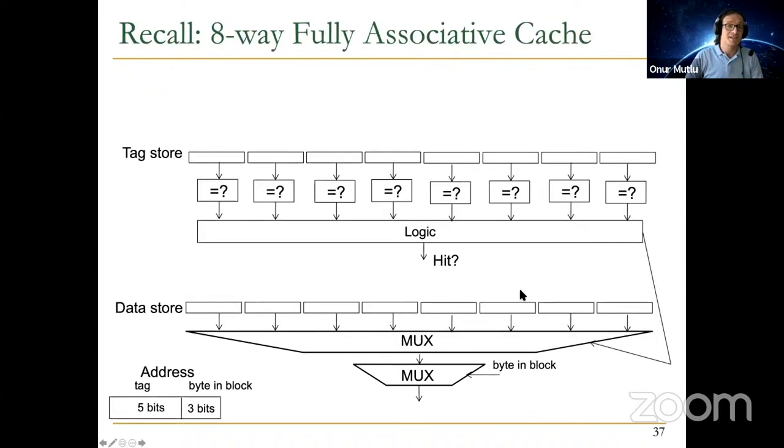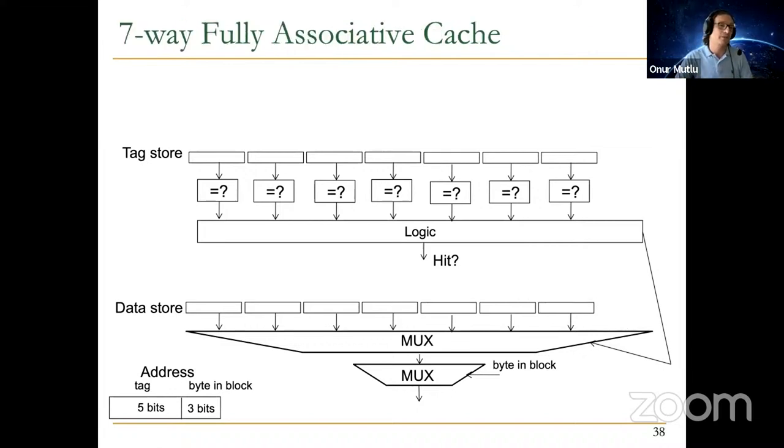And this was our eight-way fully associative cache. A seven-way fully associative cache is also possible, as you can see, right? You just remove one way from the data store and the tag store. Everything works fine as long as you don't select the input that doesn't exist. So this is still an 8-to-1 mux, except you're using only seven of the inputs. You should make sure that you don't select the last input, clearly.